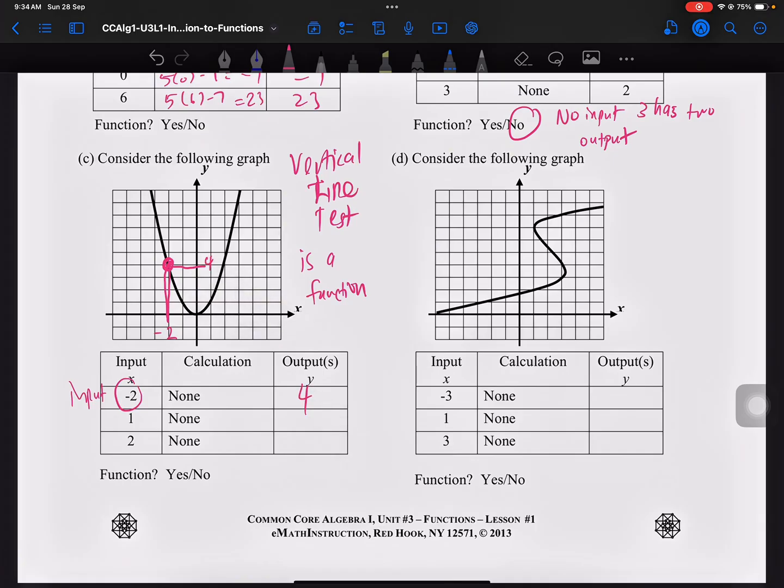Next, you go to x equals 1. x equals 1 is here. So you go up, you get your y. This is y equals 1. Next, for x equals 2. x equals 2 is here. You go up to find the value of y. So this is your value of y. y is also 4. Each input has only one output. If two different x values give the same y, like x equals negative 2 and x equals 2 both giving y equal to 4, that's okay. It's still a function. Yes, the graph is a function.